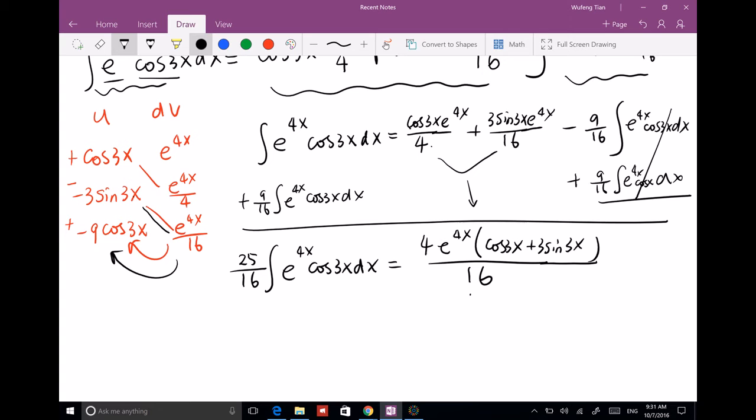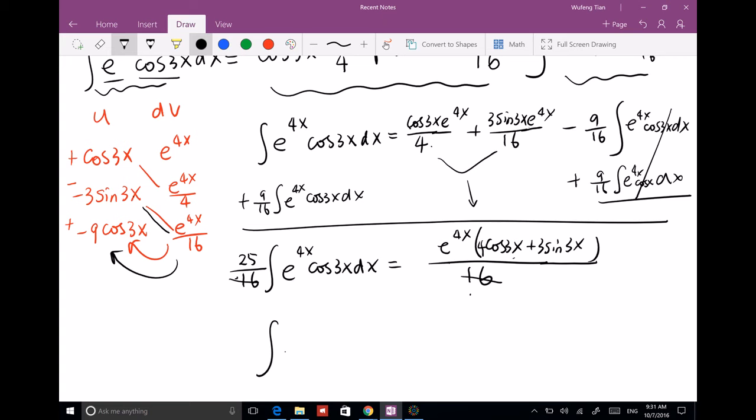I can't do the 4 here probably. For this one, I still have the 4 here, because this one does not have a 4 as a common factor. So just take out the e to the power 4x. The first one I have multiplied by 4, so you have 4 cosine 3x plus 3 sine 3x. The e to 4x you can factor out as the common factor. Then both have a 16, so you can multiply both sides by 16.